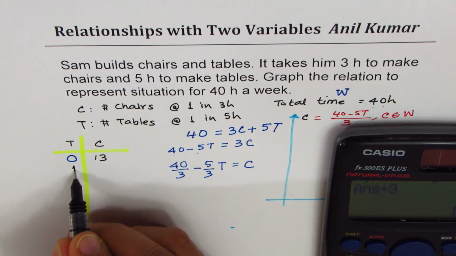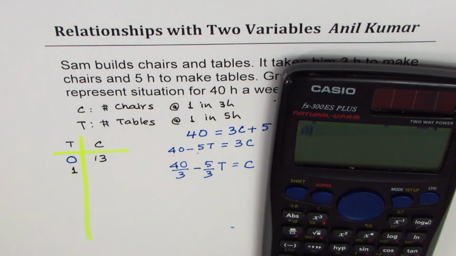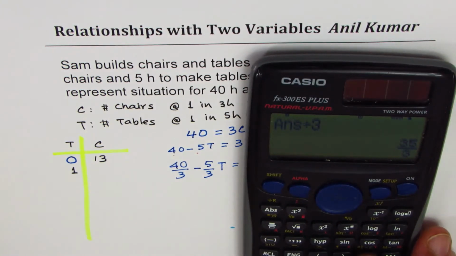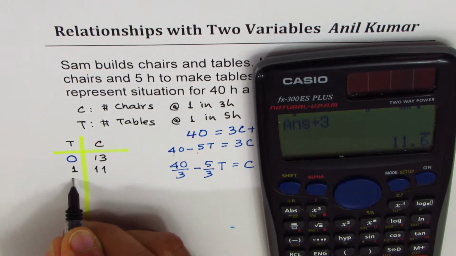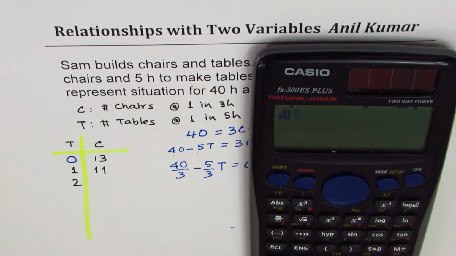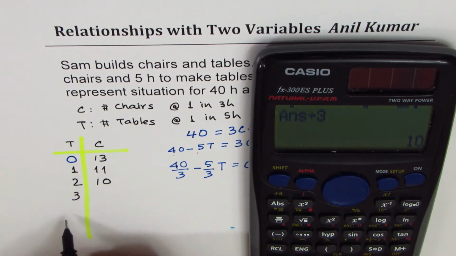Now if I write 1 here, then I can replace t with 1. So we get 40 minus 5 times 1, divided by 3, equals 35 by 3, which is 11.6. So that gives me number 11. If I write 2 here, I get 40 minus 5 times 2, divided by 3, equals 10. So we get 10. If I write 3 tables and continue doing so, I'll get different values of C, right?